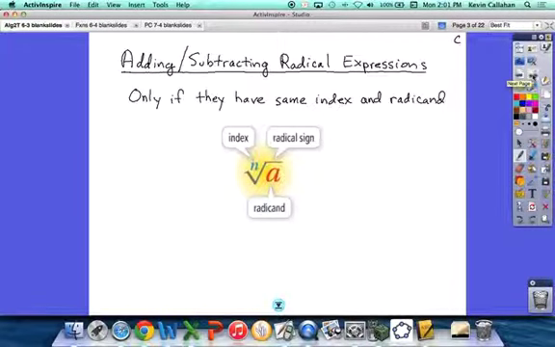So let's remember, for adding and subtracting radicals, that a radical has an index. That's the number in the hook, right? It has the radical sign, and it's got whatever's inside the radical, which we call the radicand. You can only add or subtract radicals if they have the same index and the same radicand. They have to be the same, right? If they have the same index and the same radicand, they're called like radicals. It's like when we say combine like terms, same intent there. Like terms you can add together. Like radicals you can add together.